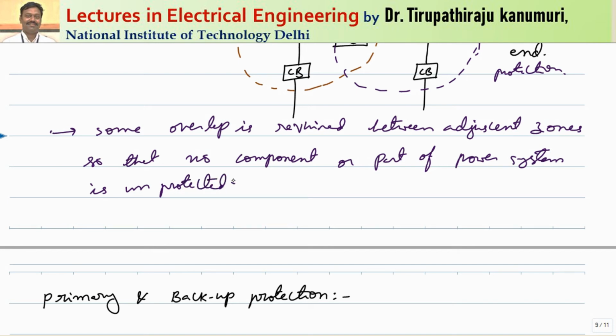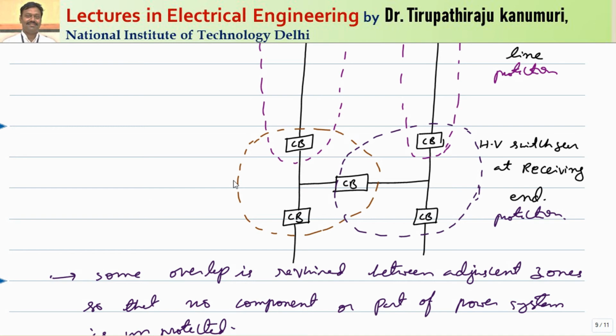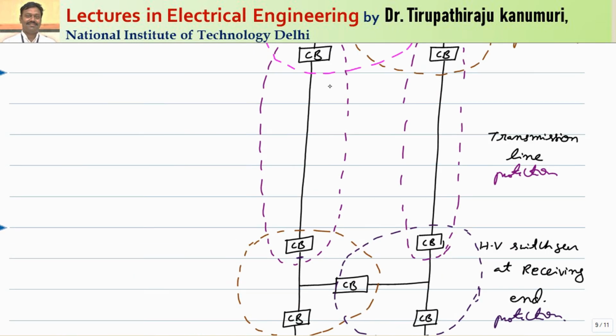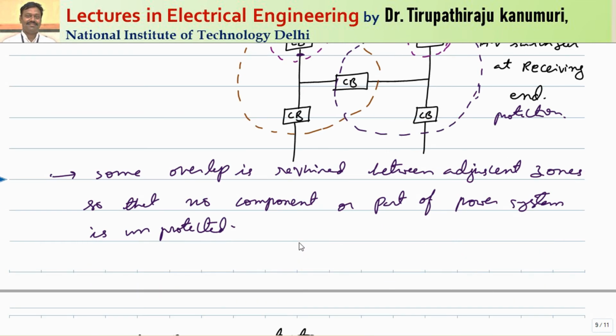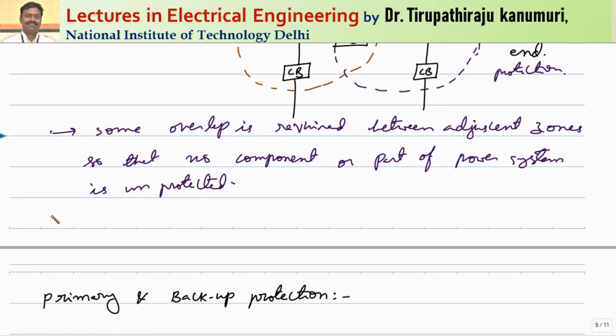But by providing the overlap, what happens? Let us assume the fault has happened at this location. Actually the fault has happened in the location of the HV switchgear zone, but the circuit breaker for this overhead transmission line zone may trip, because it is in the zone of this overhead transmission line zone. So this may lead to tripping of the transmission line. That is a disadvantage. So that's why this overlapping zone should be as minimum as possible.